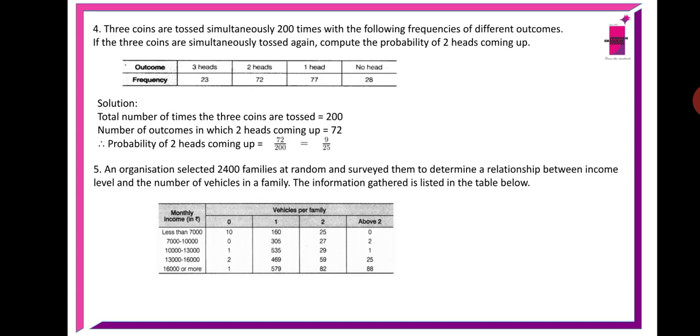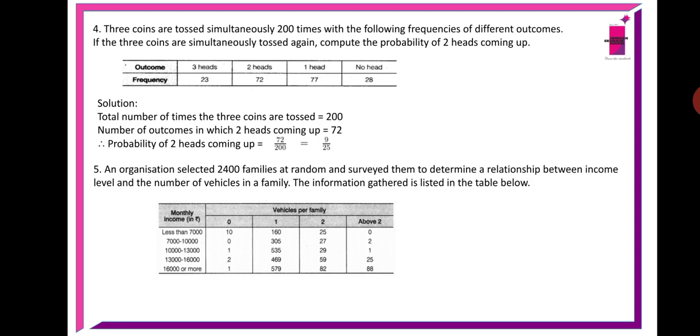3 coins are tossed simultaneously 200 times with the following frequencies of different outcomes. If the 3 coins are simultaneously tossed again, compute the probability of 2 heads coming up. According to the data, for 3 heads the frequency is 23, 2 heads 72, 1 head 77, no head 28. So the total number of times the 3 coins are tossed is 200. The number of outcomes in which 2 heads come up equals 72. Therefore, the probability of 2 heads coming up equals 72 by 200, which equals 9 by 25.